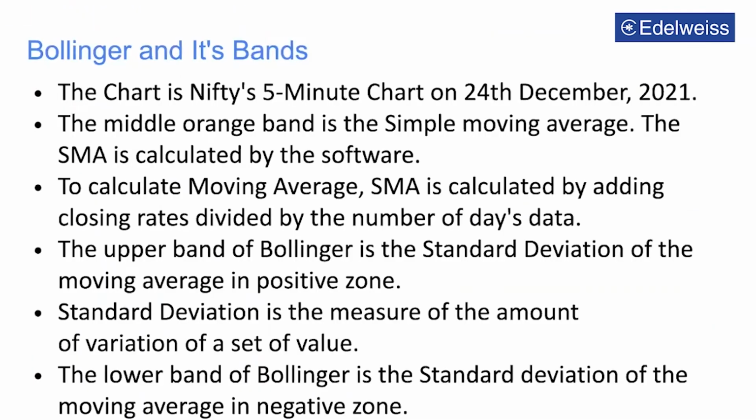So this is the S&P 500 chart on the 24th of December 21. The middle orange band is of course the simple moving average. So we'll move on to how everything is calculated here. The upper band of Bollinger is the standard deviation of the moving average. Once we get the moving average, we derive it using the standard deviation method, and then we plot the bands on the upper side. Standard deviation is a measure of variation of the set of values, of course. And then the lower band of Bollinger is the standard deviation of the moving average in the negative zone.